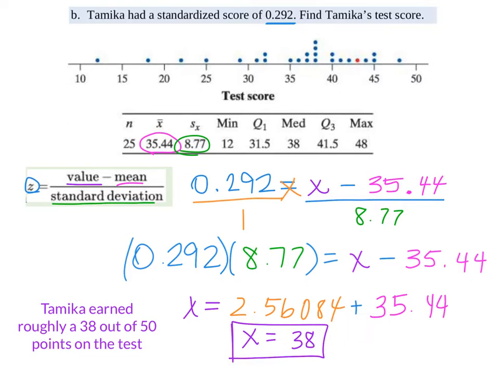Now, if we take a look at the original z-score, that 0.292, let's call it 0.3, that should make sense. Tamika's score should make sense. So the mean is about 35.44, and Tamika's score is about a third of a standard deviation to the right. So not even a full standard deviation, a third of about 8.77 to the right or greater than the mean. So that's how z-scores can help us identify where an individual data point lies in a certain distribution.